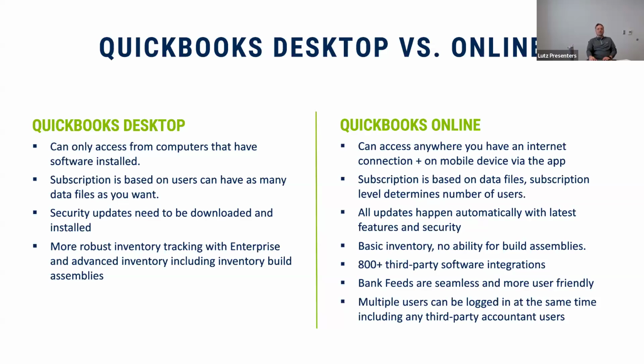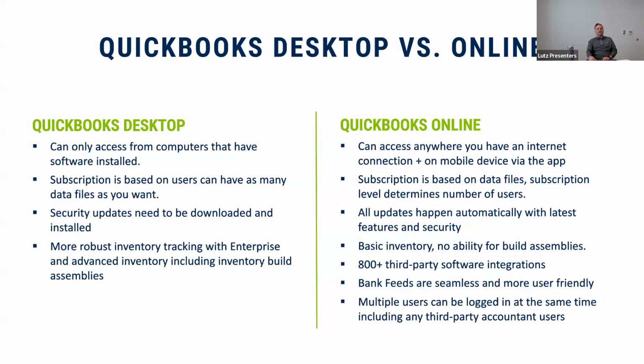As for how it's priced, with QuickBooks Desktop you pay a subscription based on the number of users, but you can have as many data files as you want. So if you have 5 people that need to use it, you would have a 5-user license. That's what you would be paying for, a license per user. With QuickBooks Online, each subscription is based on a single data file. So if you have multiple data files, you need multiple subscriptions of QuickBooks Online.